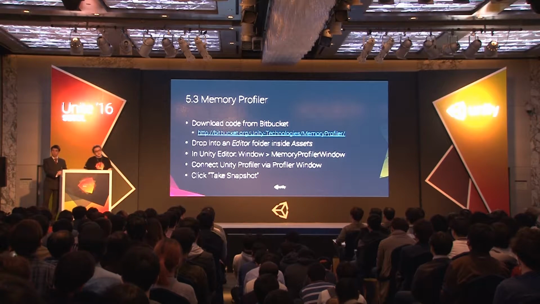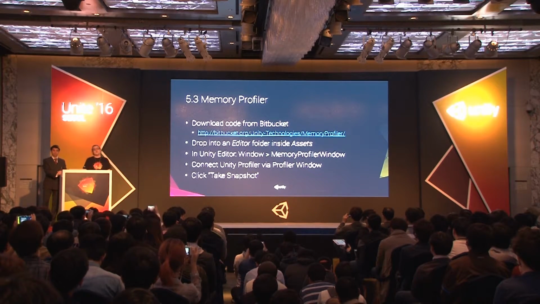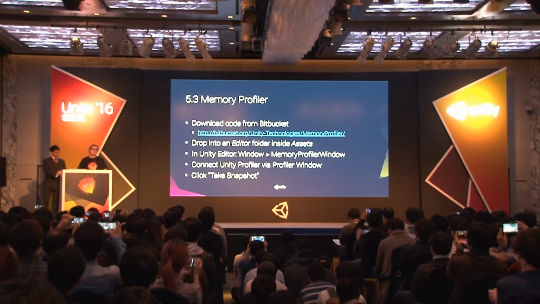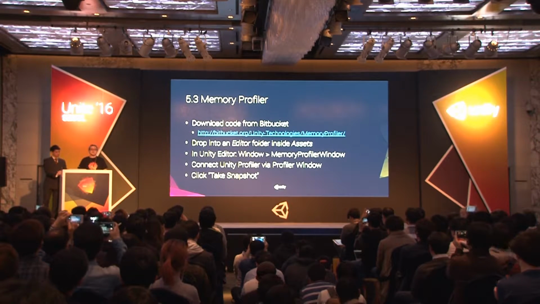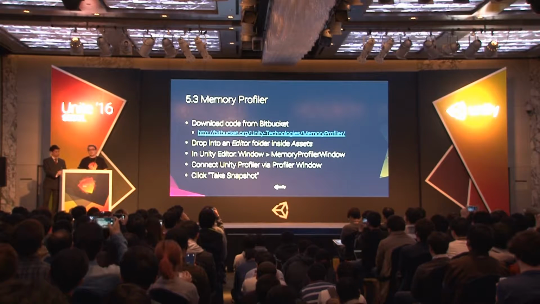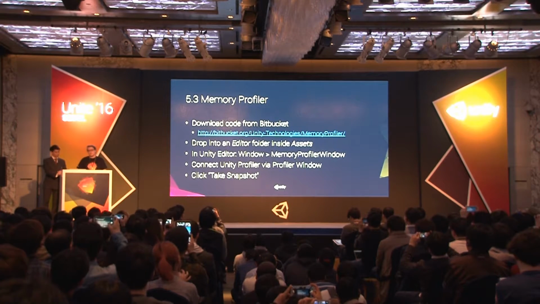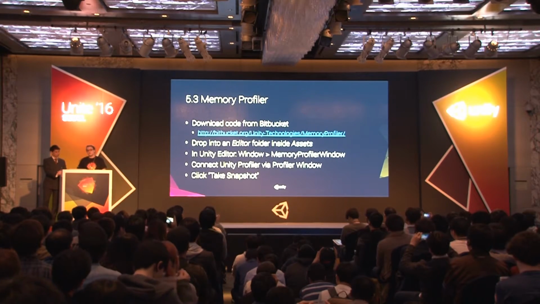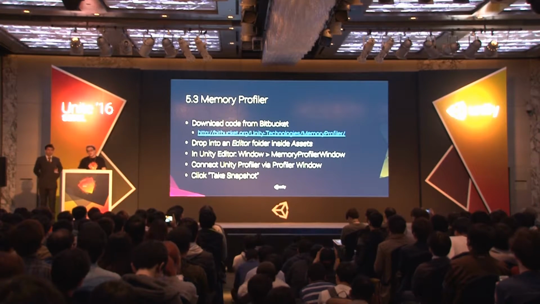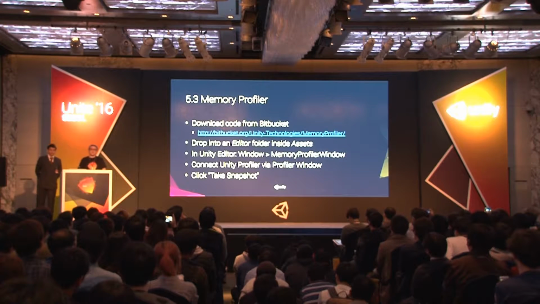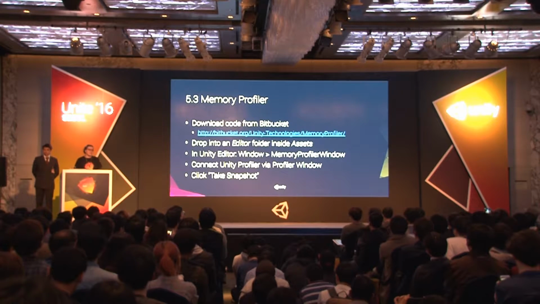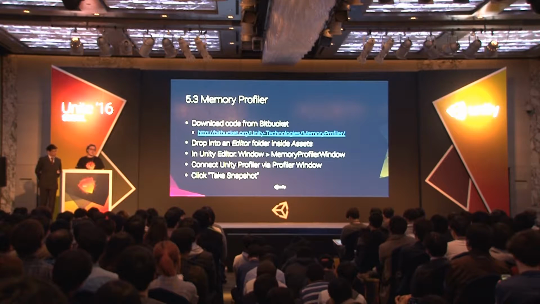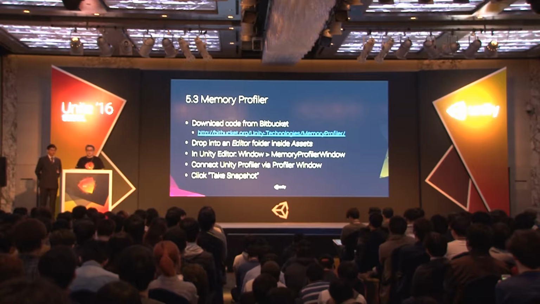This tool doesn't actually ship with the Unity editor. It's hosted on our Bitbucket website, and you need to download it from there. It's just an editor folder, so you just need to grab that folder and drop it into your project to use it. You then need to connect the profiler as you normally would for a development build on device, and then you can take snapshots of the memory from there.